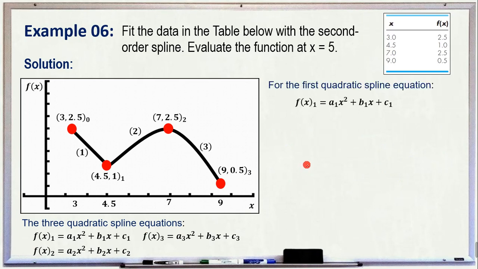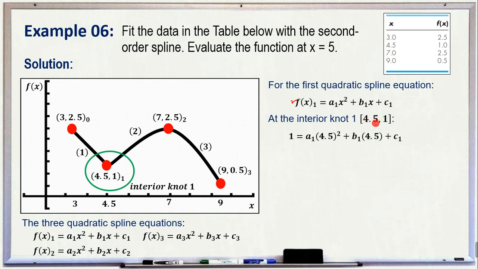So for the first quadratic spline equation, this is its format. So at the interior knot number 1, we're going to evaluate the first quadratic spline equation whose coordinates for the interior knot number 1 are 4.5 for x and 1 for y. We're going to substitute these values. So we have here 1 is equal to a1 times 4.5 squared plus b1 times 4.5 plus c1. Simplifying this one, you have 1 is equal to 20.25 a1 plus 4.5 b1 plus c1. So this will be our equation number 1.